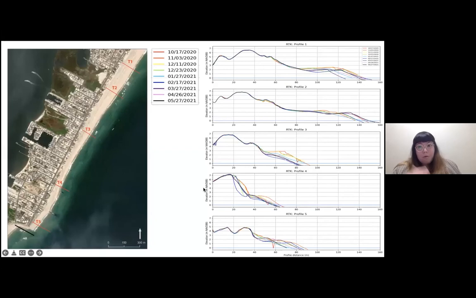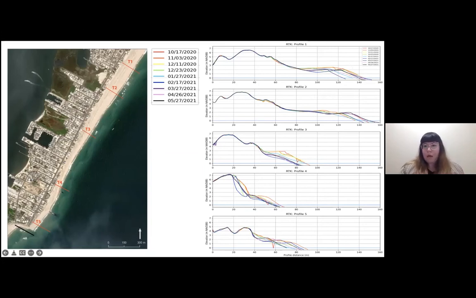We also have our RTK beach profiles, which serve a few purposes. One of them, of course, is that it's just more data that we can get. It also ground truths the model data that we're seeing, as well as the drone information, since RTK is the most accurate component that we're working with.